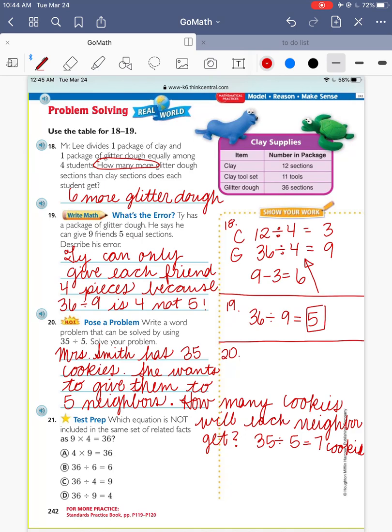And then number 21, which equation is not included in the same set of related facts? So find the one that doesn't have the same 3 numbers. So you need 9, 4, 36. So it's not A. 36, 6, 6. It's got to be that one. But let's check all of them, remember. When you have one that you think it is, you got to double check with the other ones. 9, 4, 36. So that one works. So it's B because that one doesn't have the same 3 numbers.